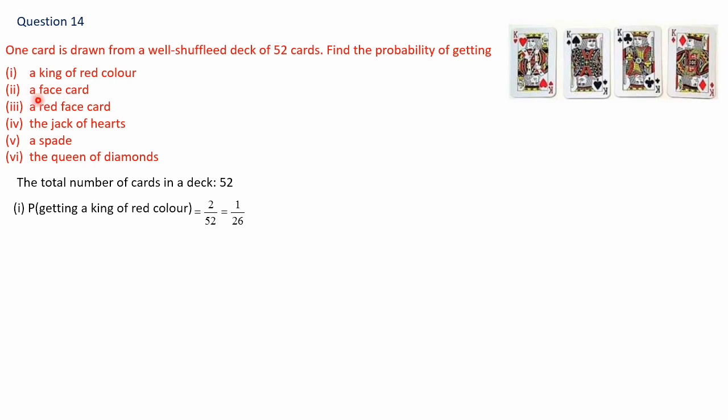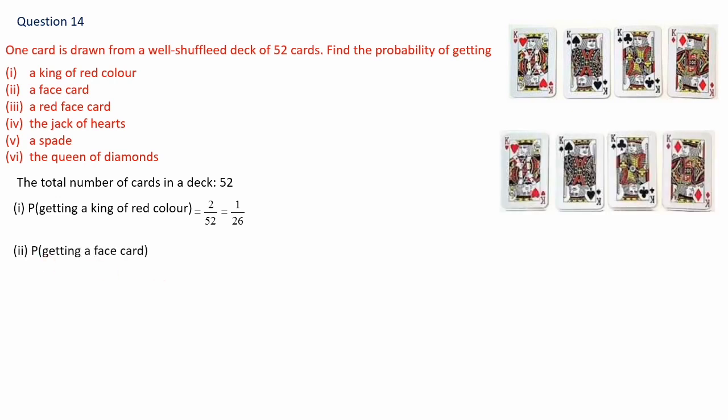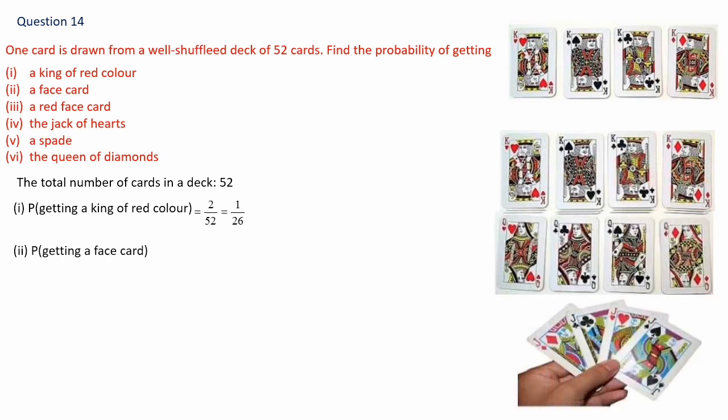Next is a face card. We have discussed this very clearly in the previous slide. So the probability of getting a face card: the face cards are king, queen and jack. These are the face cards. So in each category there are 3 face cards, and 4 into 3 we have 12 face cards. This one we have discussed very clearly in the previous slide, so please go through it if you have doubt. So here the total 12 face cards are there.